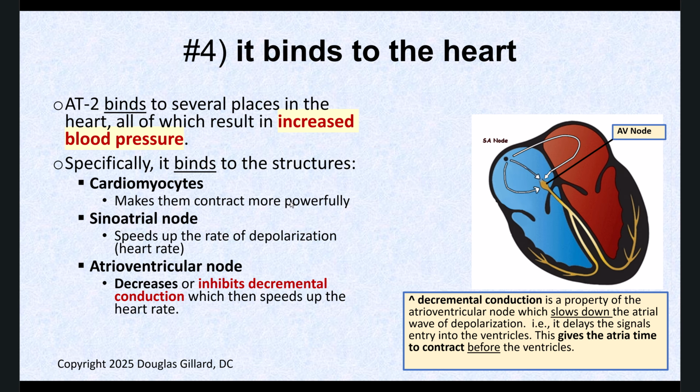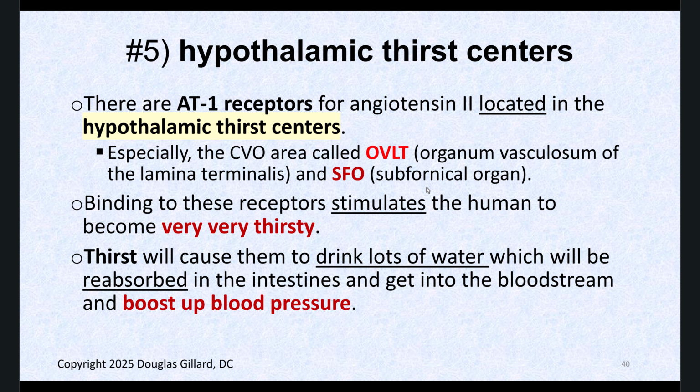So you should definitely know, angiotensin 2 binds to what 3 parts of the heart? Cardiomyocyte, sinoatrial node, atrioventricular node. Great. What else does it do? Can it even do more?